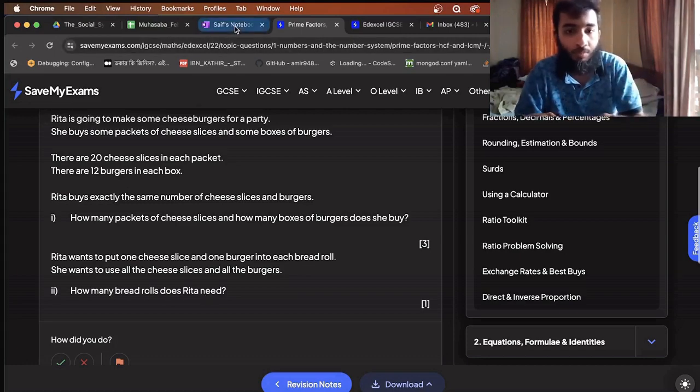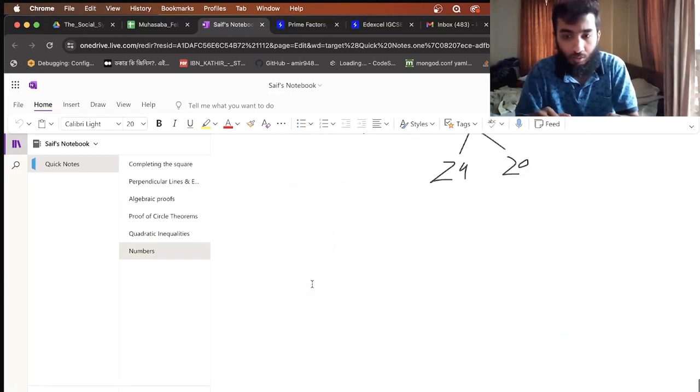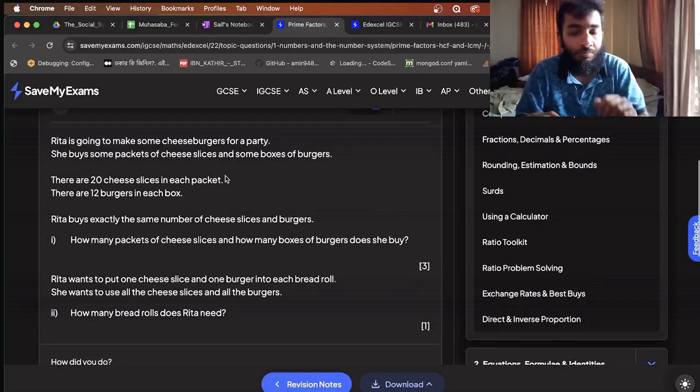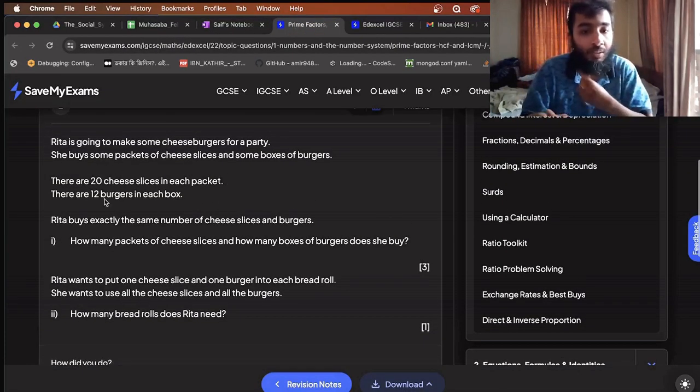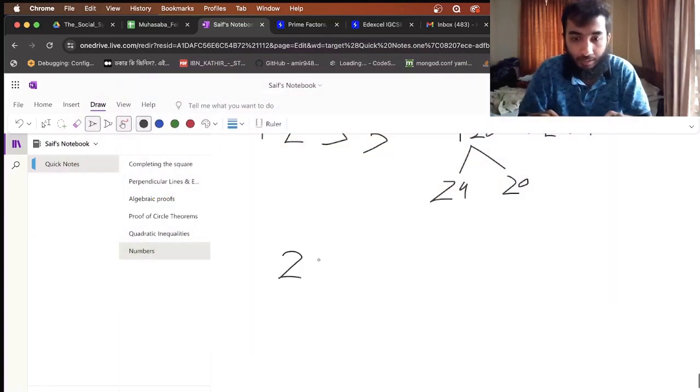So in order to figure out this problem, let me go to my notepad, OneNote, and use my pen tool. Firstly I have to read it again. This is the information: there are 20 cheese slices in each packet, and there are 12 burgers in each box.